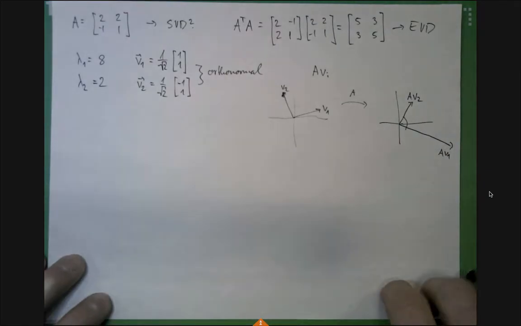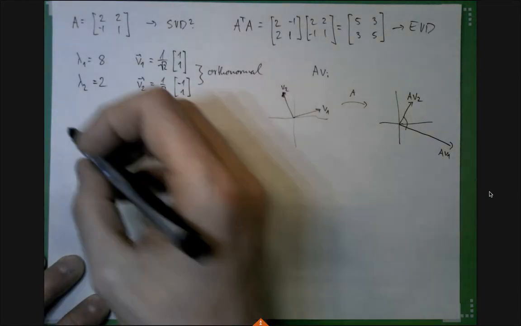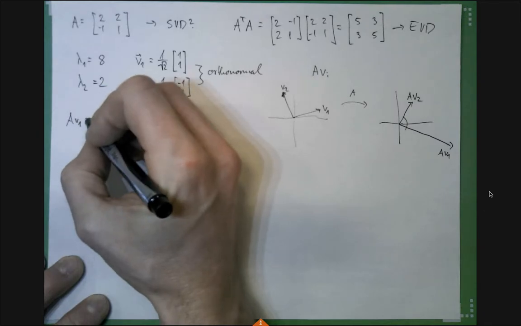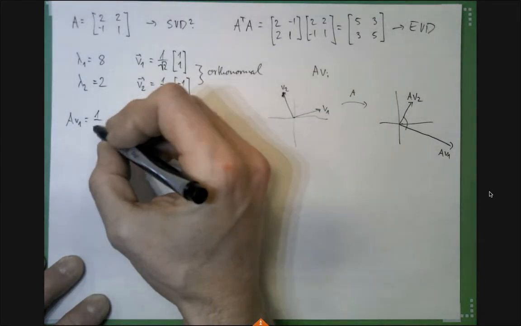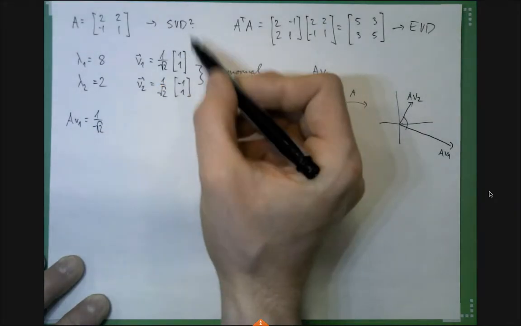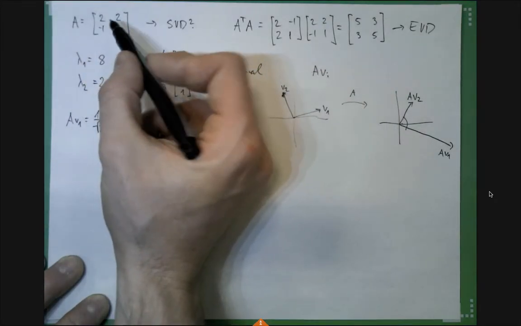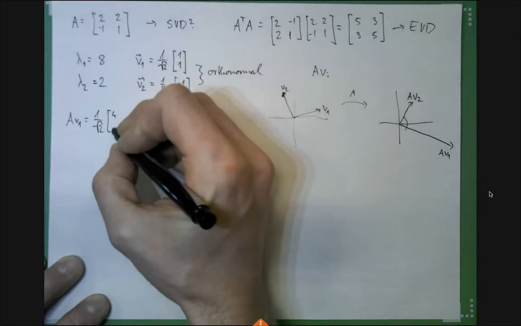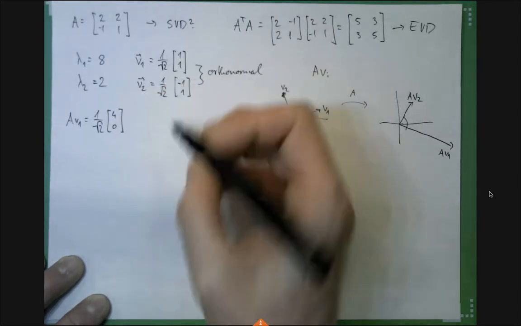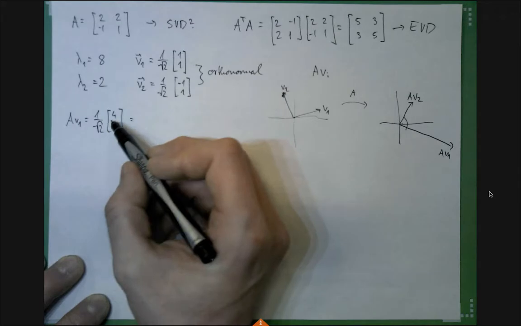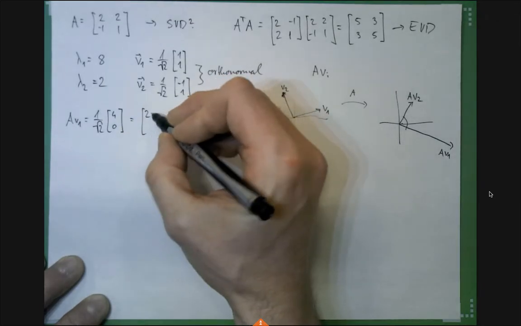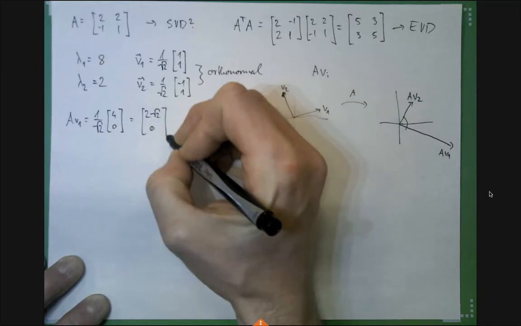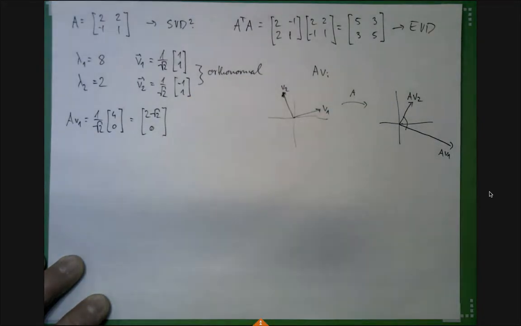So let's take a look at what A V1 is. It's just simple, you just multiply by the matrix, right? The 1 over square root of 2 I can just copy there, and here I just sum the columns. So I will get 4 and 0. This is because it's 4 divided by square root of 2, so this will be 2 times square root of 2, 0. Everybody sees that?